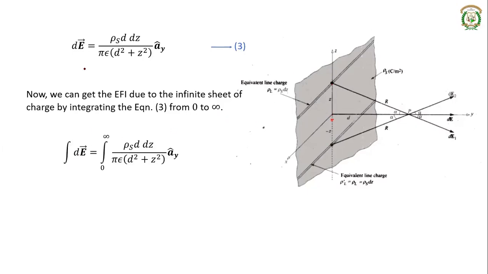So if you integrate this from 0 to infinity, what do you get? You can keep these terms unrelated to dz outside, right? So what we get is E, that is electric field intensity, that is rho s into d divided by pi epsilon into integration of dz divided by d square plus z square, right? So it is 1 upon d square plus z square with respect to z. The direction is ax.